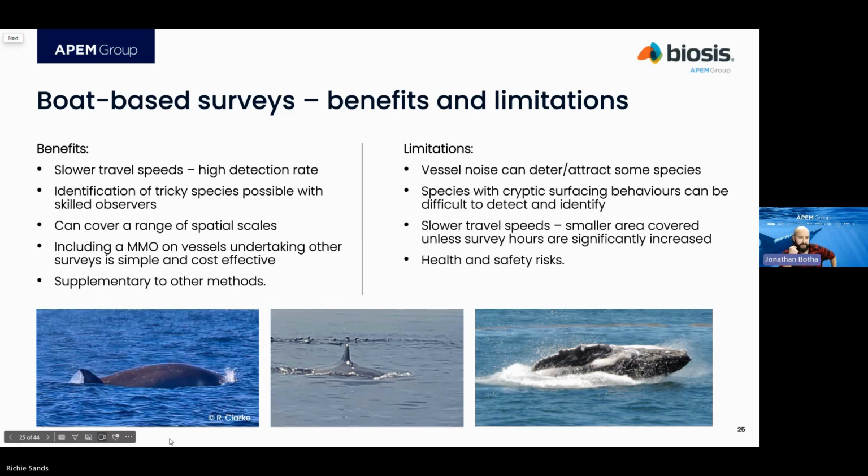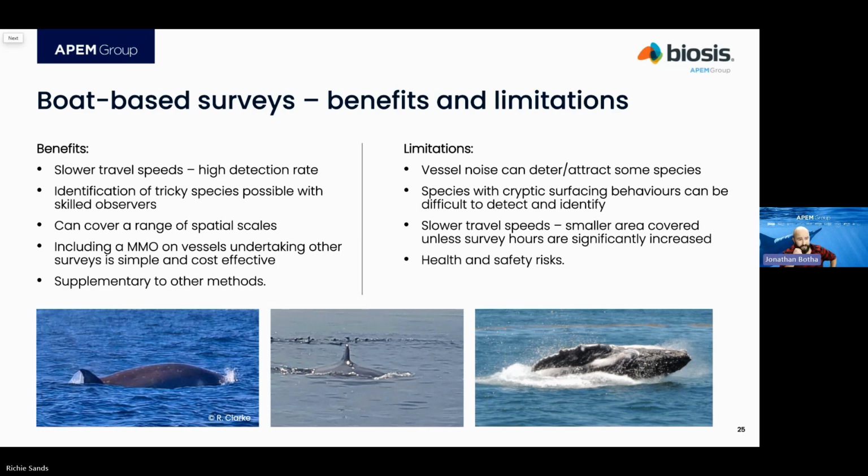On the flip side, some of the limitations of vessel-based surveys are the noise coming from vessels that can deter certain species. Vessels themselves may also attract other species. There's also the risk of not identifying species that have cryptic surfacing behaviors. So having a look at the shepherd's beak whale in the corner and the Brutus whale in the middle, if those individuals were surfacing in really rough conditions, you probably wouldn't be able to identify them or detect them. So you are quite limited in the actual conditions that you can survey.